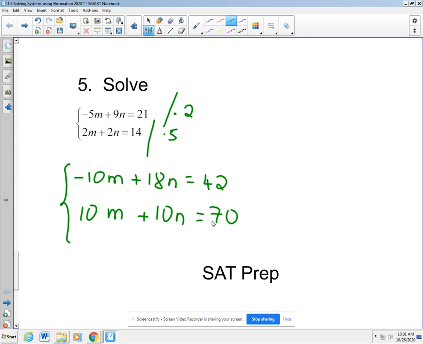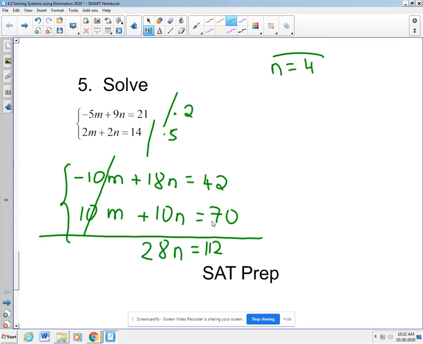And now I can eliminate m. So 18n plus 10n, that will be 28n equals 112. Okay, and divide both sides by 28. So what is it? I think it's 4. 4 times 28 would be 112. So n is equal to 4.